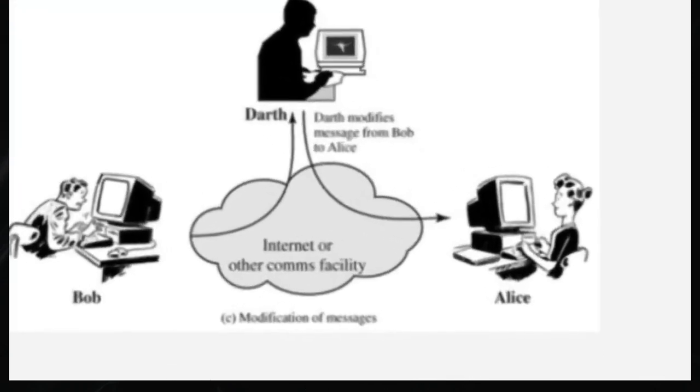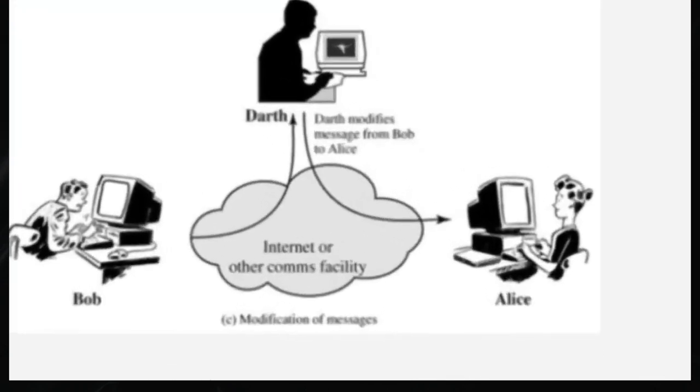And the next one is modification. Like Bob and Alice are both lovers. Bob will send a message to Alice. Meanwhile, some third person will access that message, modify it and send it to Alice. Like Bob is sending a message like I love you, but meanwhile the third person will access that message and modify it to I hate you.